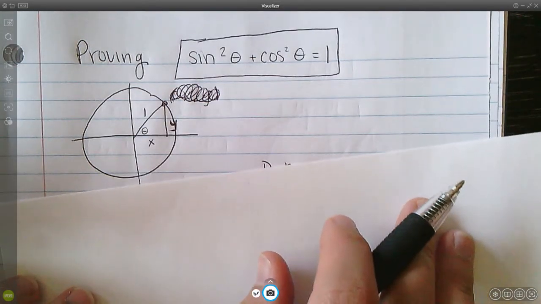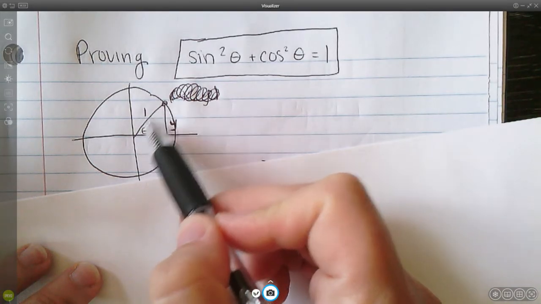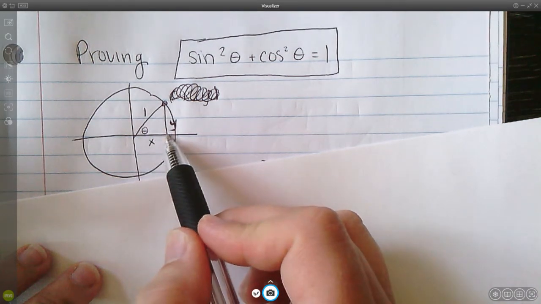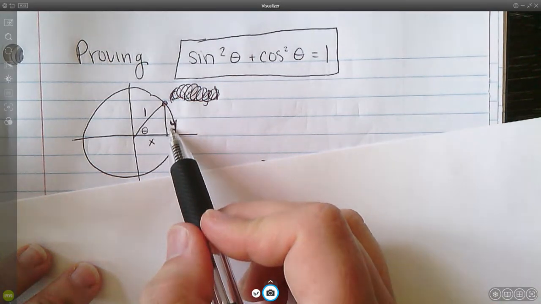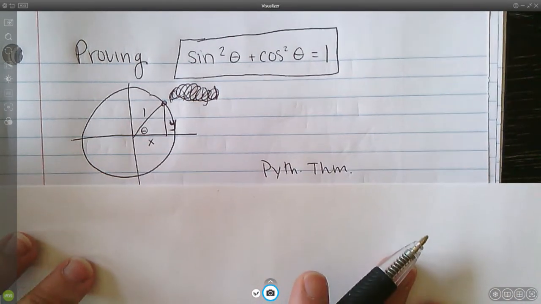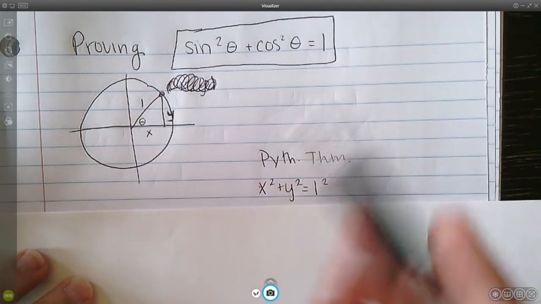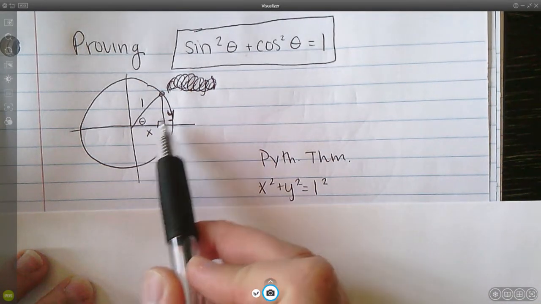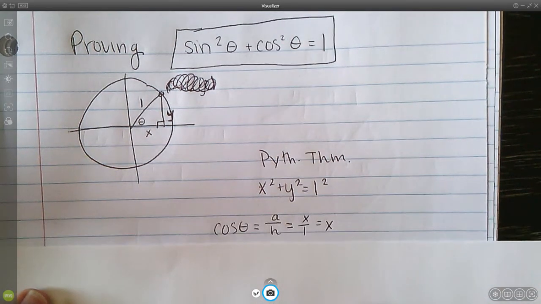All right, so if we're looking at our unit circle and the radius, this length is 1, and this angle is theta. This distance right here is x, because it's along the x-axis. This distance is y, along the y-axis. So we are going to use the Pythagorean theorem first. This is a right triangle. We have a squared plus b squared equals c squared. So we have x squared plus y squared equals 1 squared.